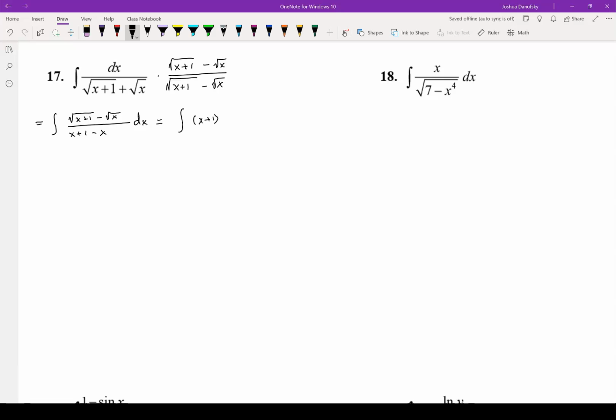We have x plus 1 to the half power minus x to the half power with a 1 in the denominator, dx. Now, integrating this is pretty straightforward. We have x plus 1 to the 3/2 power with a 2/3 in the front minus x to the 3/2 power with a 2/3 in front plus c.